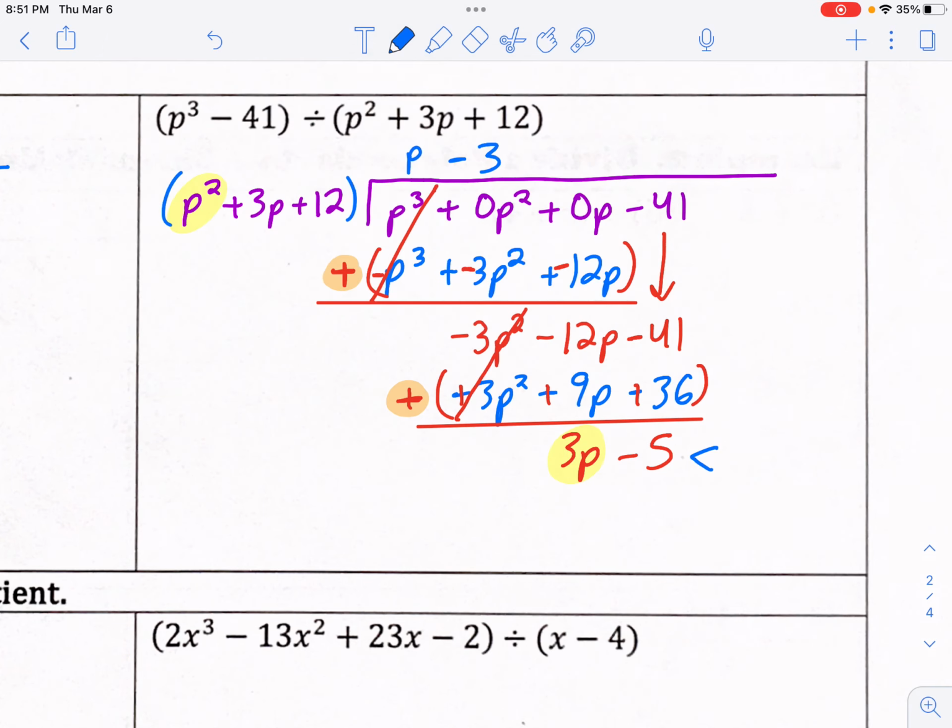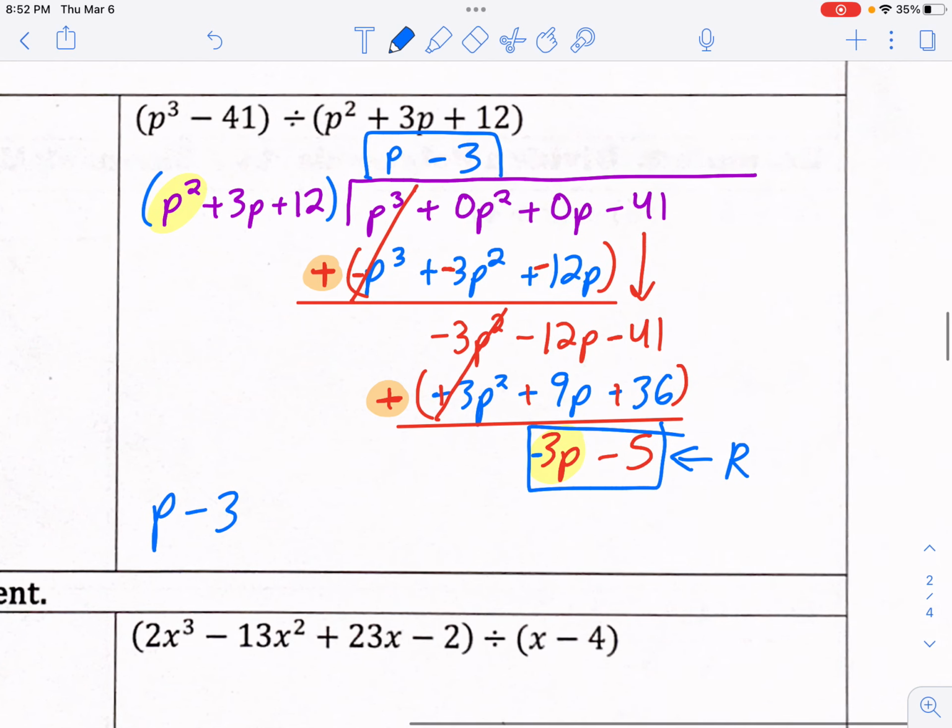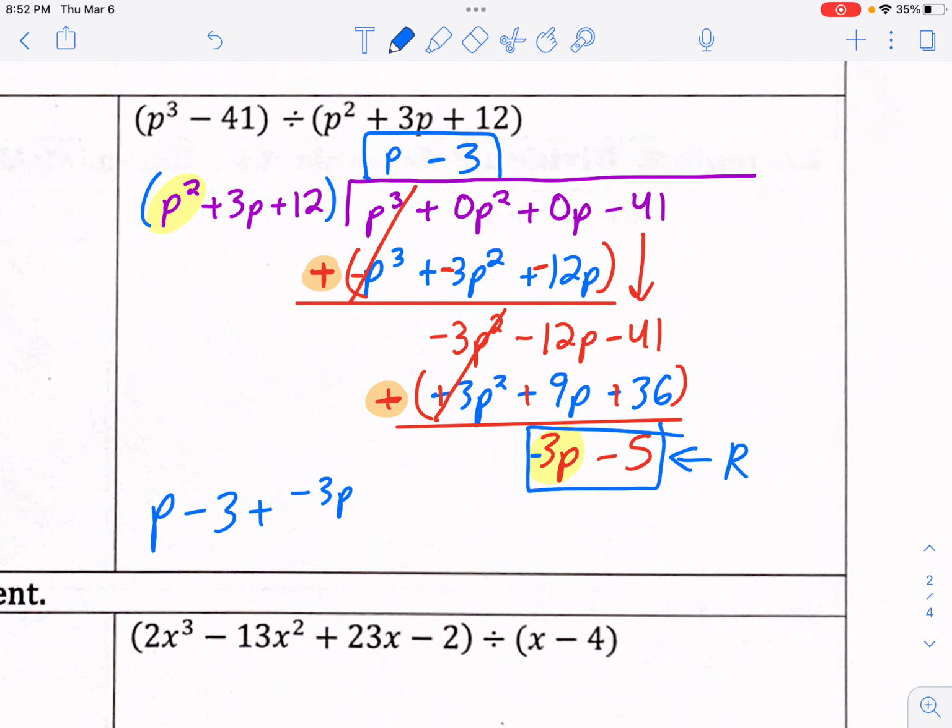And again, remember, this is then going to be our remainder. So the first part of our answer is up top. This is the second one. Let's put it together. So we should get p minus 3. And then this is going to be, oops, forgot my sign. That's a negative 3. Minus 3, minus 5. Whoops, what am I writing? Negative 3p. Let me double check my signs real fast.